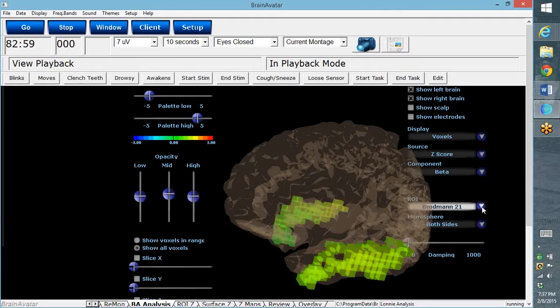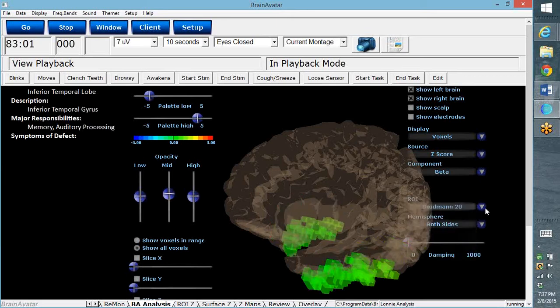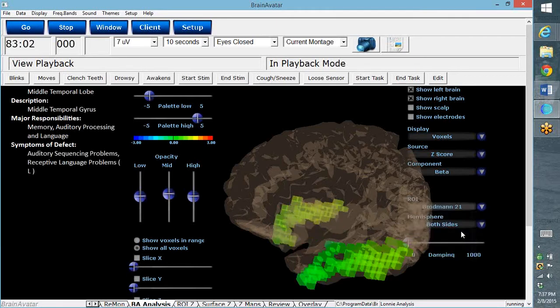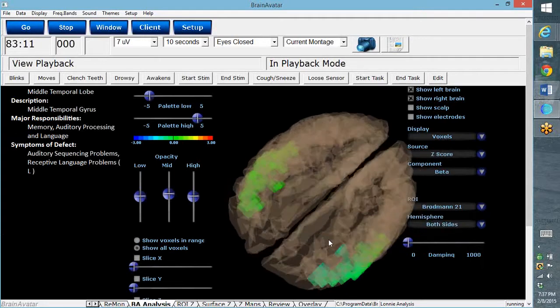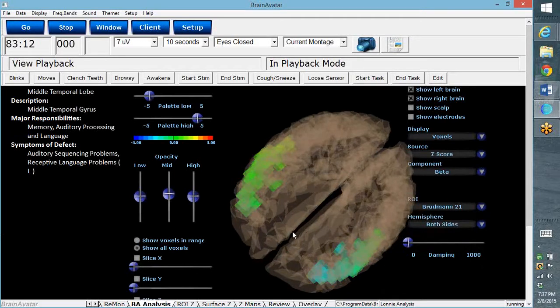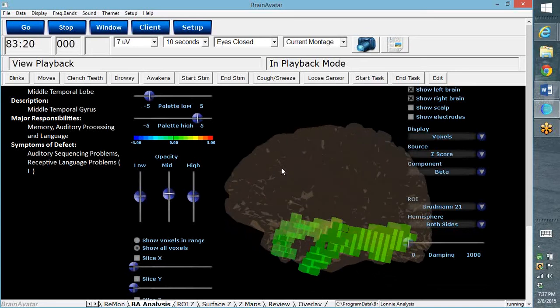This is Brodmann's area 21. Go back up here. And what you find over on the left is a description of the area in terms of its responsibilities and what happens with deficits. This is the front of the brain, and then we're going to rotate it. Here's top down. This is the division between the two hemispheres. This is where they're joined, at the back of the corpus callosum. Rotate again to a lateral view.